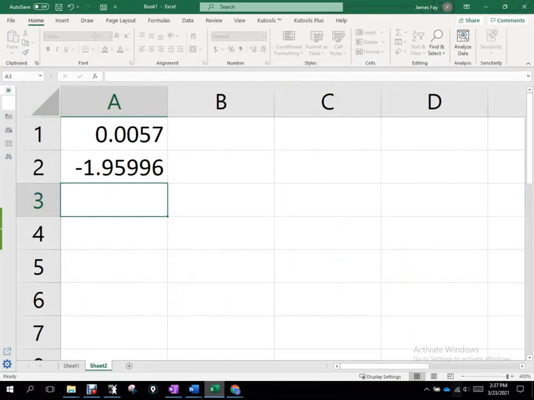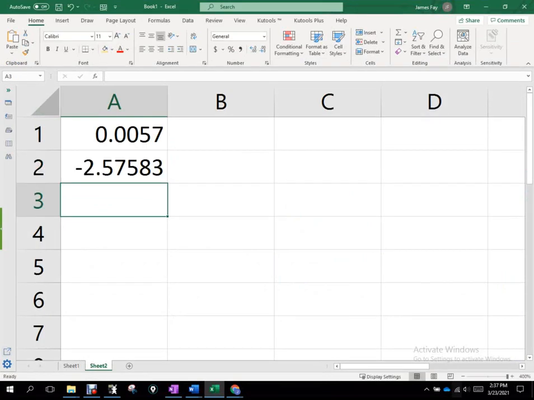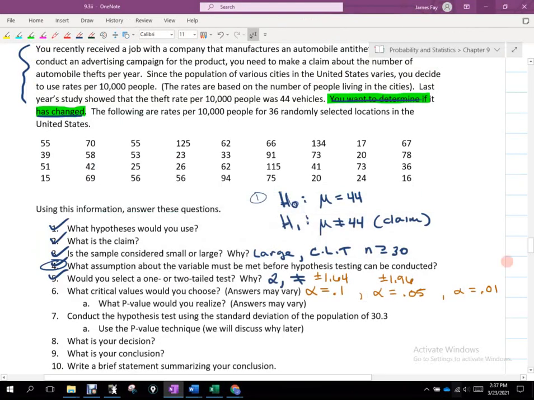And then we'll do it one more time with 0.005, which is half of 1%, and you get your 2.58. So those values, as they're plus or minuses, those are your critical values that you would choose per whatever alpha you chose. Does that make sense? Okay. So what p-value would you realize?